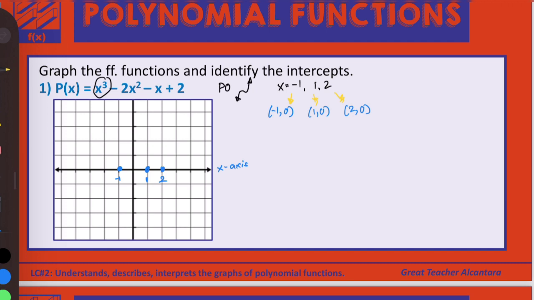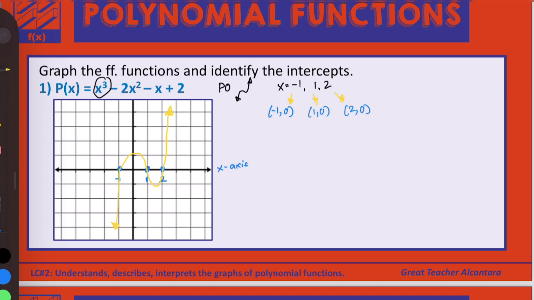Since this falls under SPO, you can draw something like this, and it passes through these points. There will be a turning point here, another turning point here, and that's it. So this is the graph of the given polynomial function.